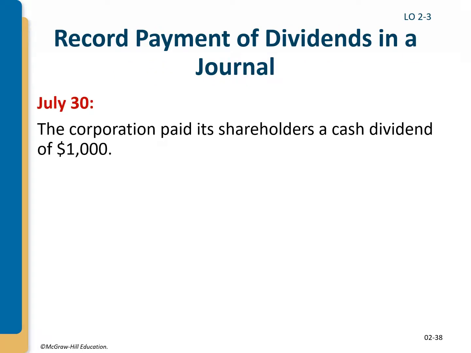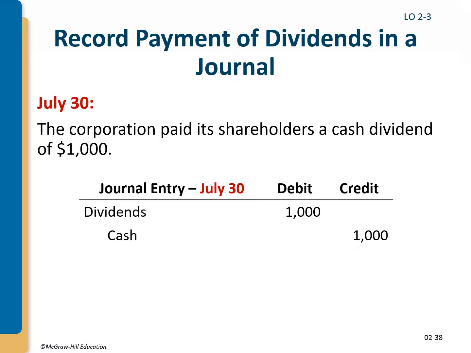The corporation paid its shareholders a cash dividend of $1,000. Now, if the company decides to keep track of dividend payments in a separate dividend account, we debit it each time the company pays more dividends. That's the side it increases on, and we want to accumulate all the dividends for a time period. In this case, they're paying cash as a dividend, so we want to decrease the cash account on the credit side.